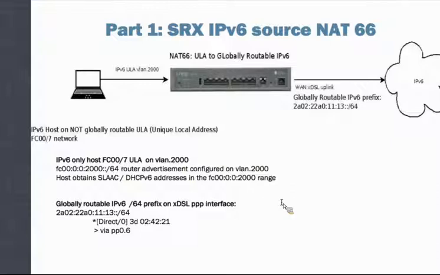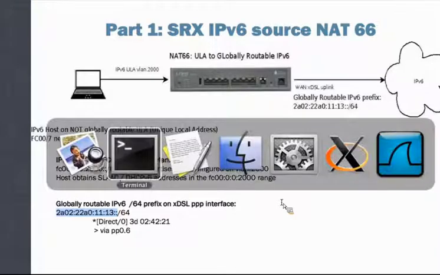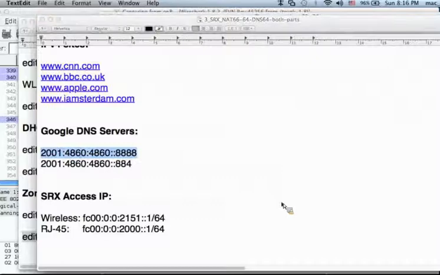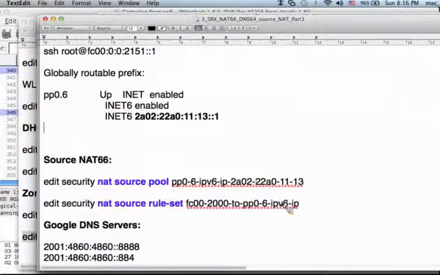The final status of our next configuration should be the following one. We want to translate our ULA address sitting on VLAN 2000 to our IPv6 routable address currently assigned to our point-to-point interface, and which is sitting in this range, which is a publicly routable address.